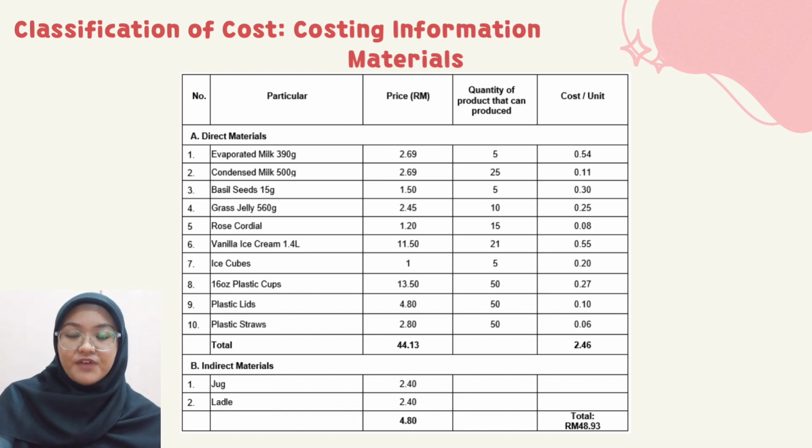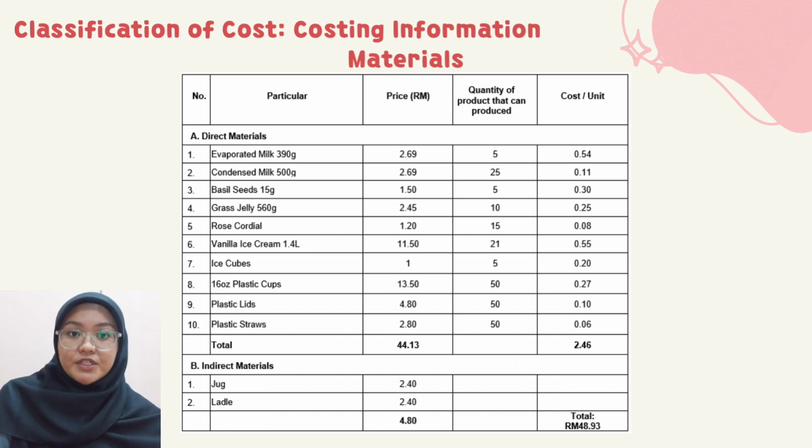Next, condensed milk, 500 grams. The price is 2 ringgit and 69 cents. It can produce 25 units, so the cost per unit is 11 cents. The next one is grass jelly, 560 grams. The price is 2 ringgit and 45 cents.